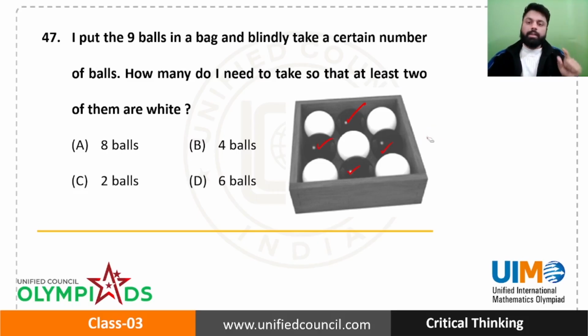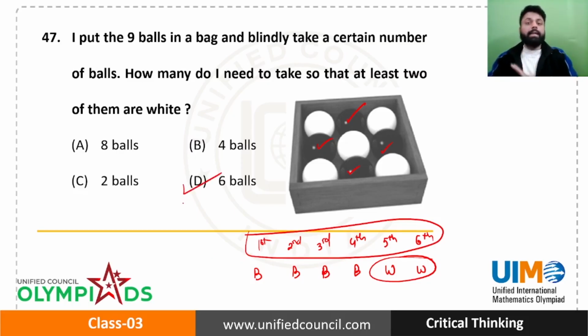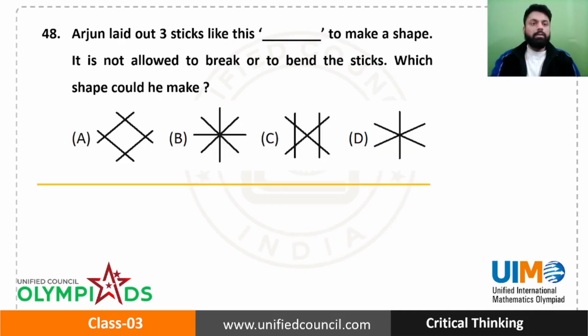So at the first position, it's black. At the second position, it is also black. At the third position, it is also black. At the fourth position, it is also black. But now at the fifth position, it is going to be for sure white. At the sixth position, it will always be white. So basically, we are taking the worst case scenario that we are not getting even a single white ball in the first 4 trials. So when we take out 6 balls, then it is a must that at least 2 of them are white.